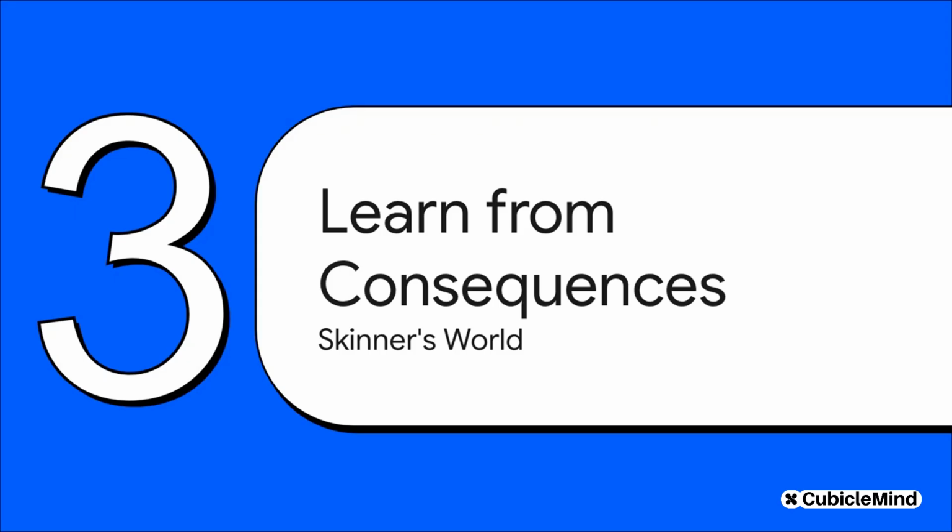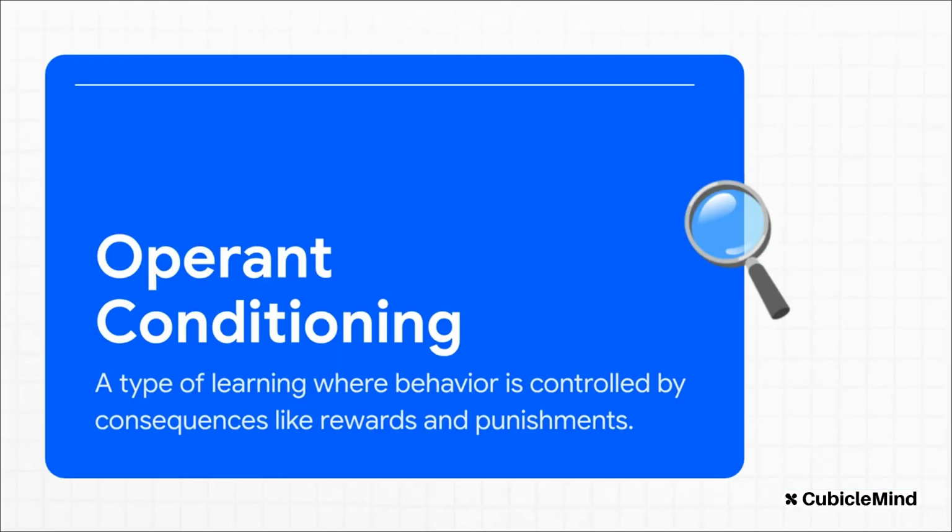We also learn from the results of what we do. And this brings us to the second massive pillar of behaviorism, learning from consequences, a concept really championed by B.F. Skinner. And this is called operant conditioning. Now, unlike those automatic reactions in classical conditioning, this is all about our voluntary actions, the choices we make. The idea is incredibly simple. If you do something and a good thing happens, you're probably going to do it again. If you do something and a bad thing happens, you're probably going to stop.